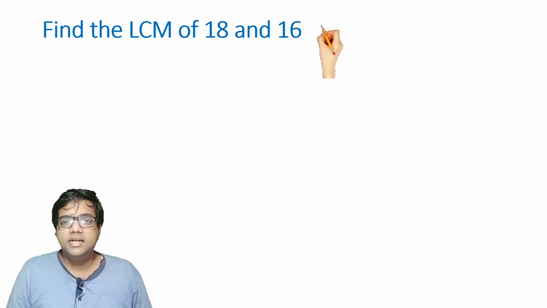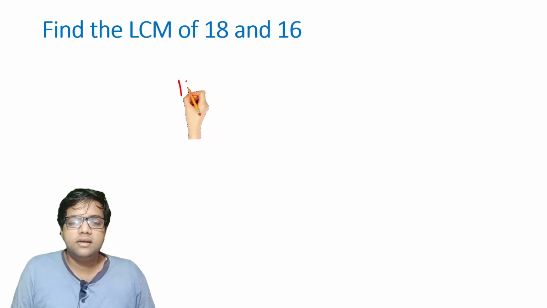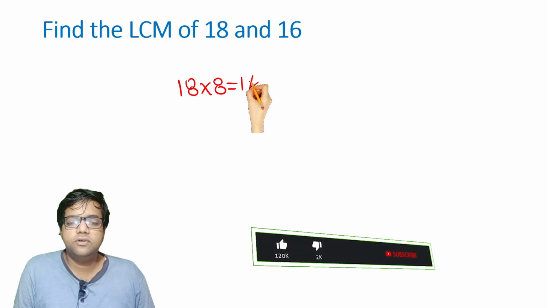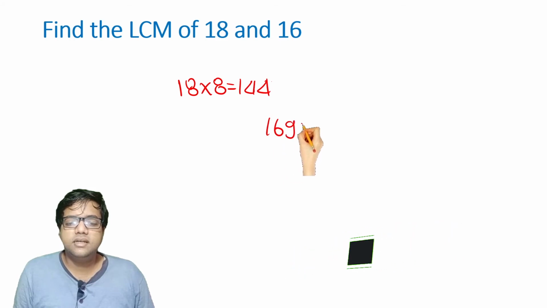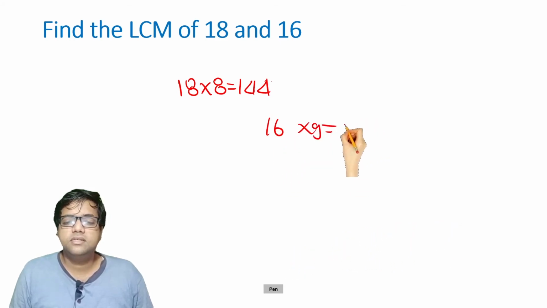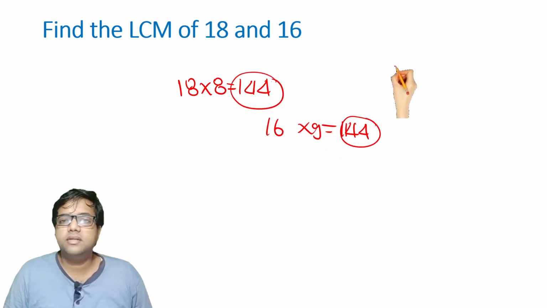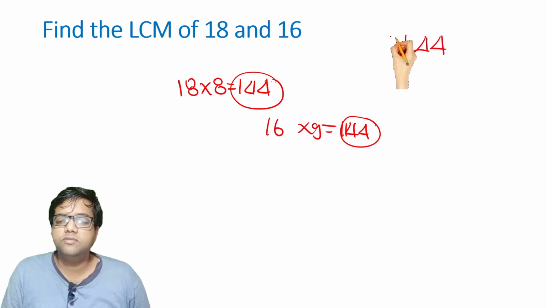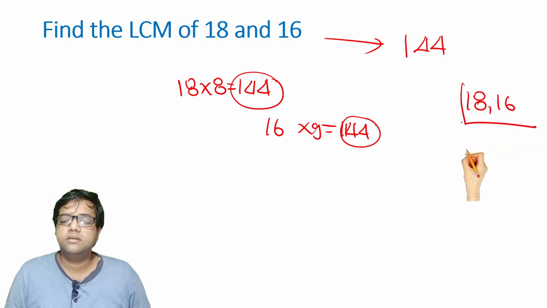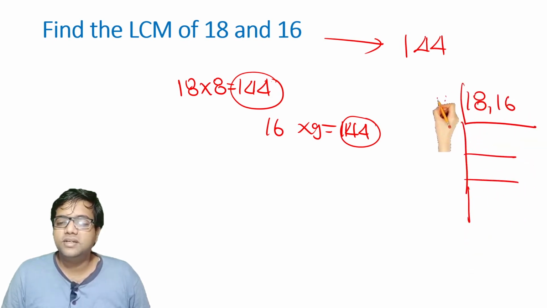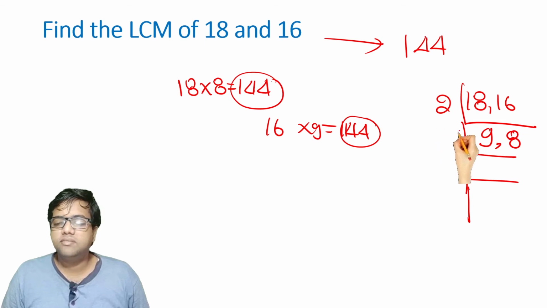Find the LCM of 18 and 16. If you know the tables well, 18 8s is 144 and 16 9s is also 144. By comparing the tables itself, you can tell that the LCM is going to be 144. And if you want to do it in the long division method, you can go ahead and do it. 2 9s are 18, 2 8s are 16, and now odd number, even number.